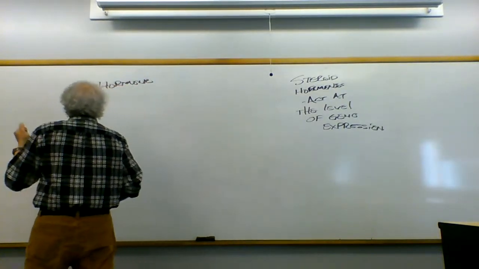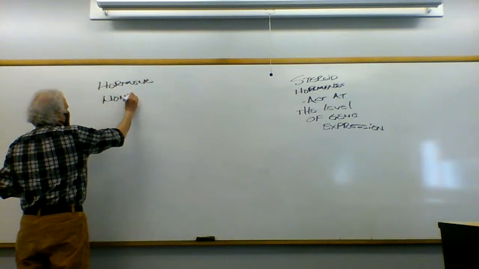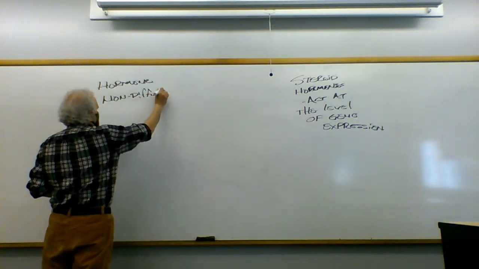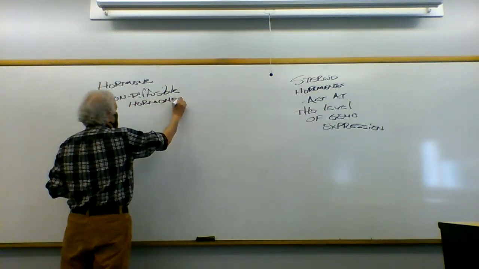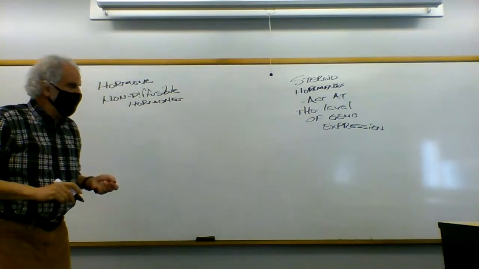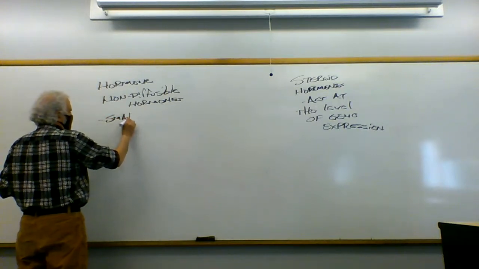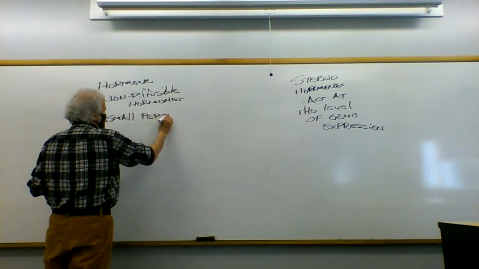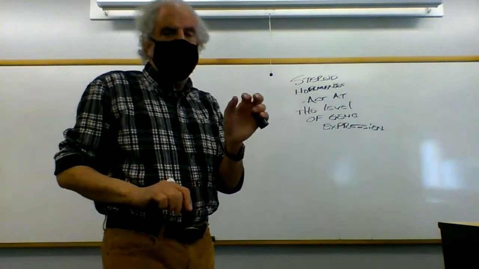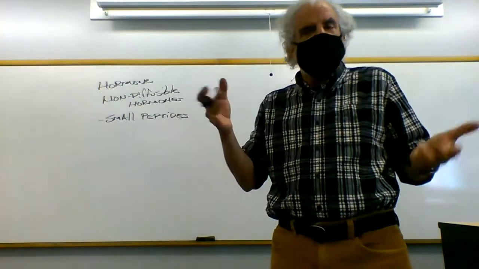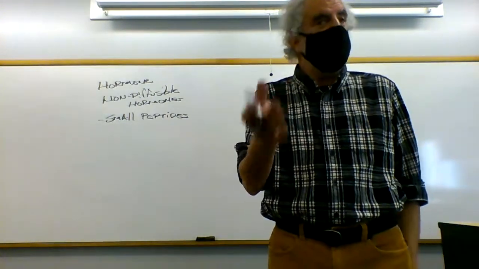So, we have now the non-diffusible class. Non-diffusible hormones, and there's a bunch of these. And these are things that very often are small peptides. And that means they are either a few amino acids in length, or maybe 25 or 30 amino acids, 50 amino acids. Insulin is a great example of a peptide hormone.